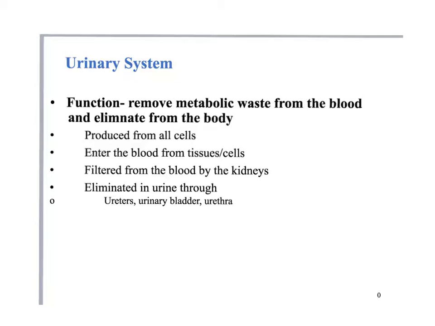So it filters the blood of any broken down metabolic waste products, okay? Metabolic waste is produced from all cells of the body. It gets to the blood, and then it goes to the kidney and is removed. It's eliminated in the form of urine. And so the kidney does the work of filtering and removing the waste. The ureters and the urinary bladder transport that waste and store it, respectively, and then remove it through the urethra, okay?